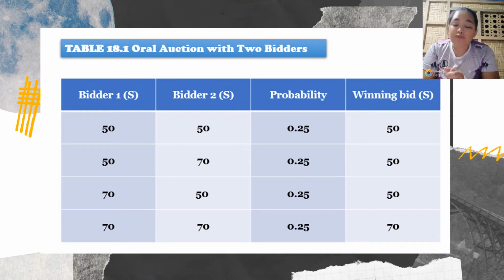As we compare this with the fixed price, which is 52.5, the auction in this case gives the seller a higher expected revenue.